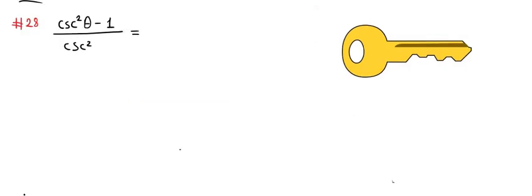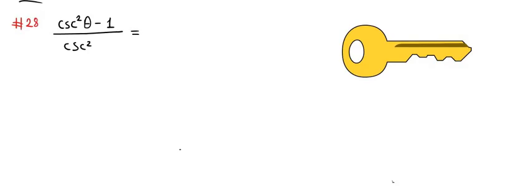Problem number 28. We have cosecant squared theta minus 1 over cosecant squared theta. There are a few directions in this problem. You can either express everything in terms of sine and cosine and then merge, or you can use the Pythagorean identity for cosecant squared theta minus 1. You can express cosecant squared theta as 1 plus cotangent squared theta.